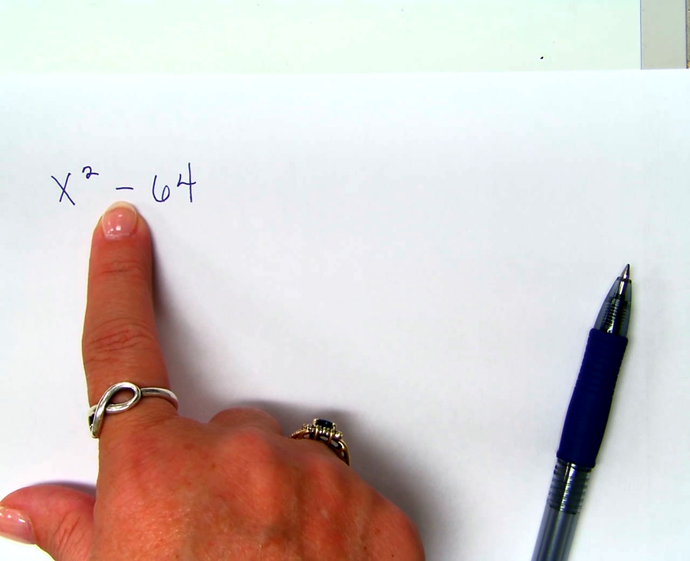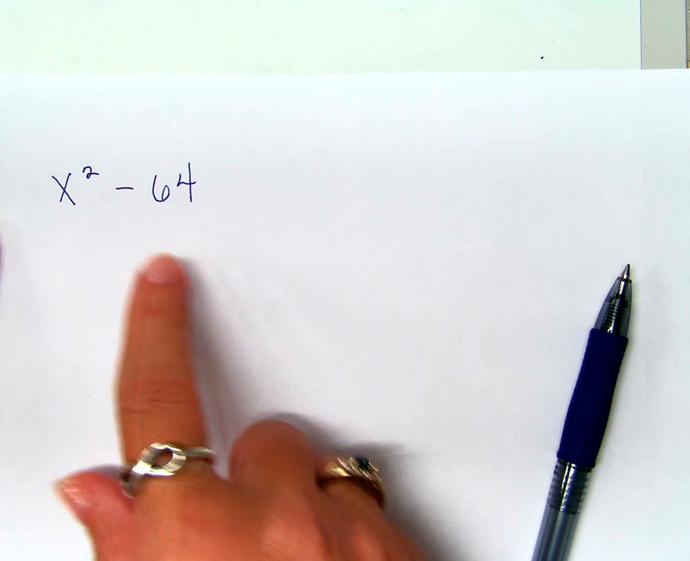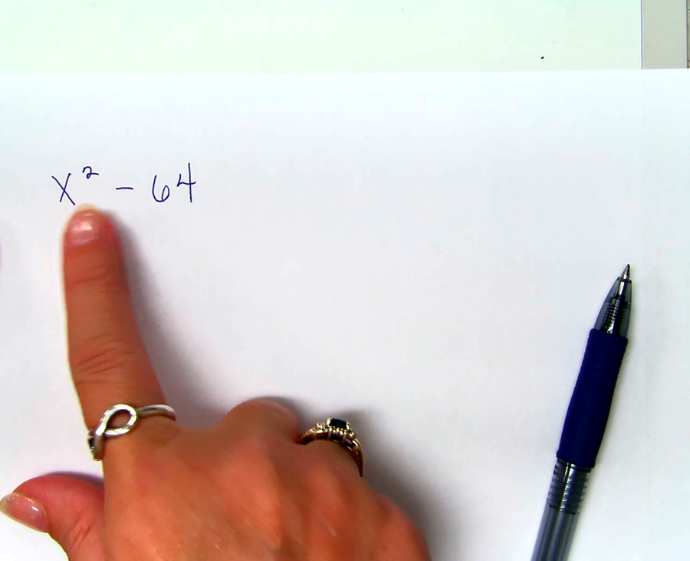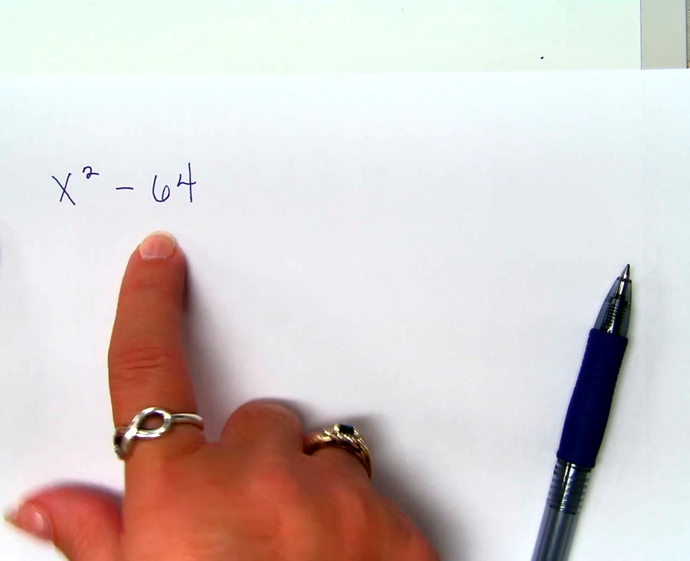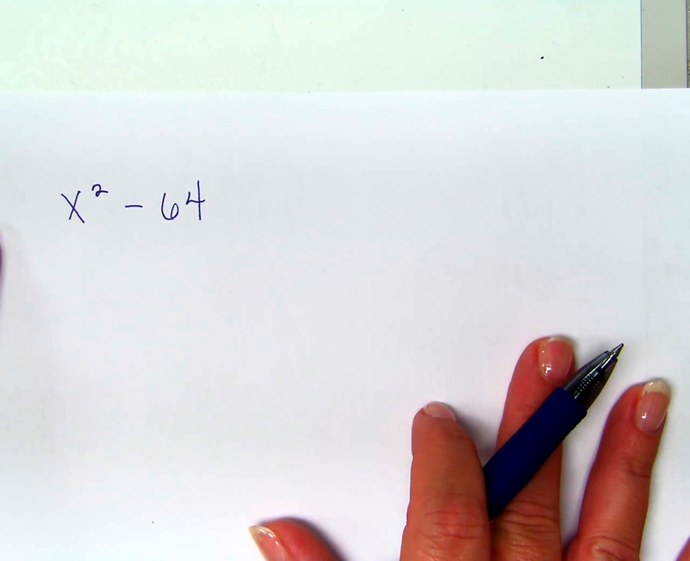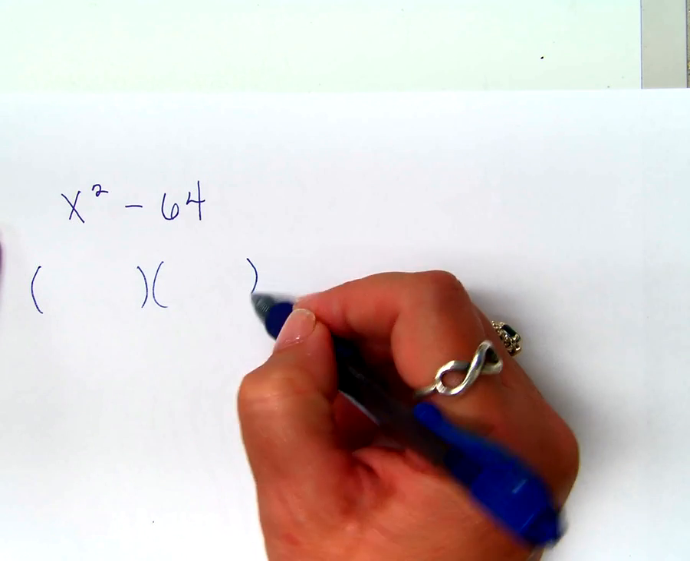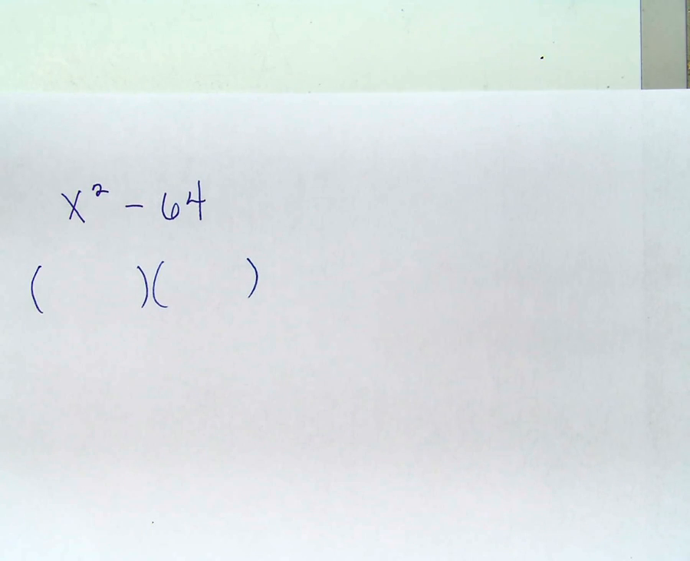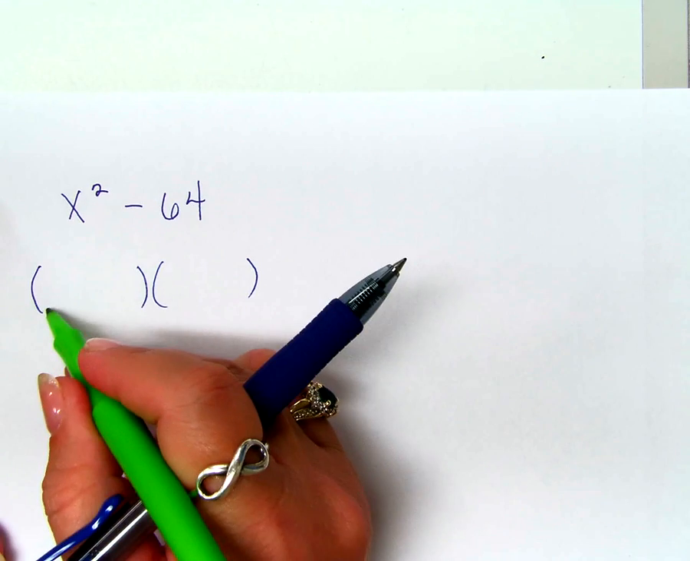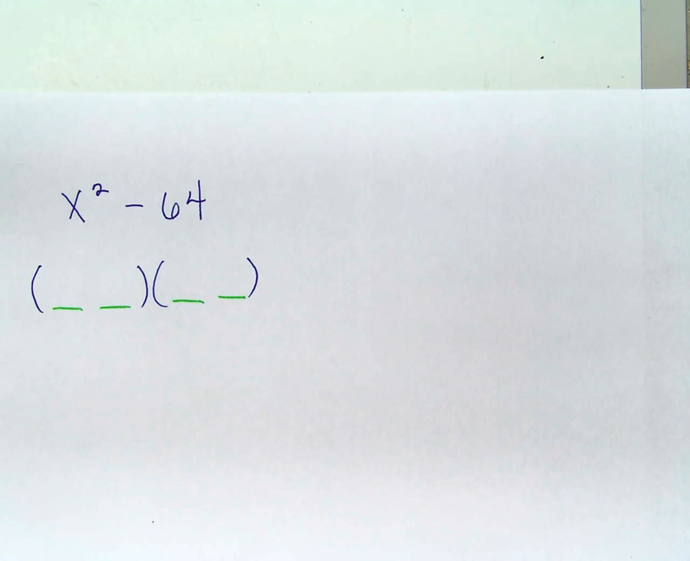So mathematically, what's another word for subtraction? Difference. So this kind of problem has a very special name. It's called the difference of squares. The difference of squares can be factored very easily. We get two binomials. What do I mean by binomials? It means there are two numbers or terms in it, right?